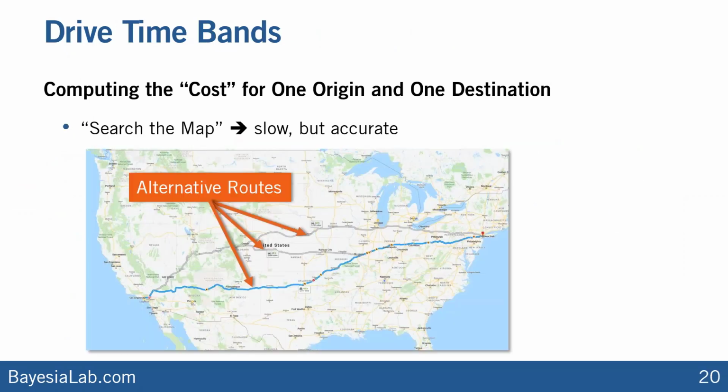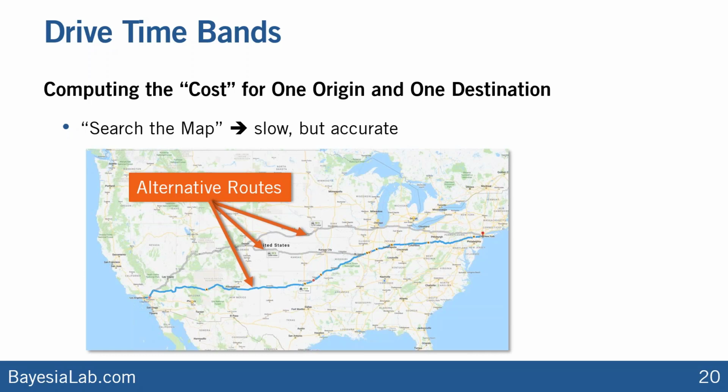Now, most often computing the cost is about figuring out what's the fastest. And the basic search is really about looking at the map and finding the most direct route, one origin and one destination. And when you do this on Google Maps, they typically give you 2 or 3 alternative routes. But of course, in the background, they may have searched thousands of possibilities. Because of that search, this can sometimes be slow.